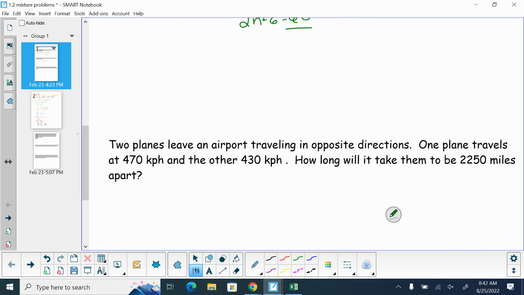Two planes leave an airport traveling in opposite directions. One plane travels 470 kilometers per hour, the other plane travels 430 kilometers an hour. How long will it take them to be 2,250 miles apart?